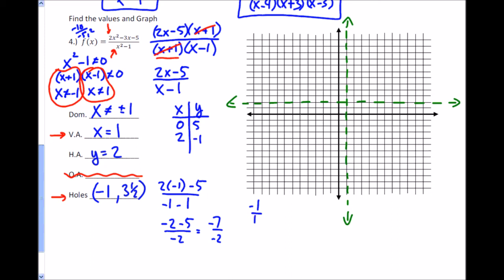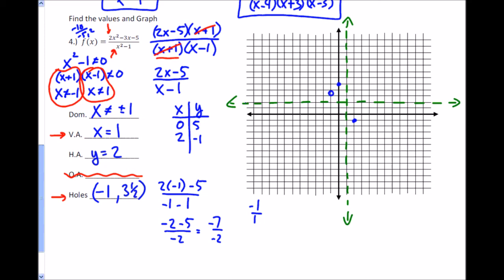So now if I plot these points, 0, 5, 1, 2, 3, 4, 5 is right here. 2, negative 1 is right here. I also have my hole in the graph that I can plot at negative 1, 3.5. So negative 1, 3.5 is right here.